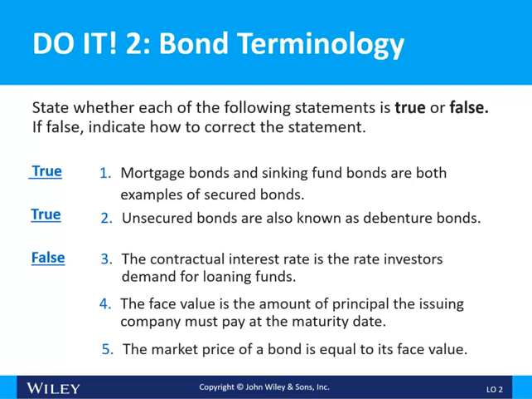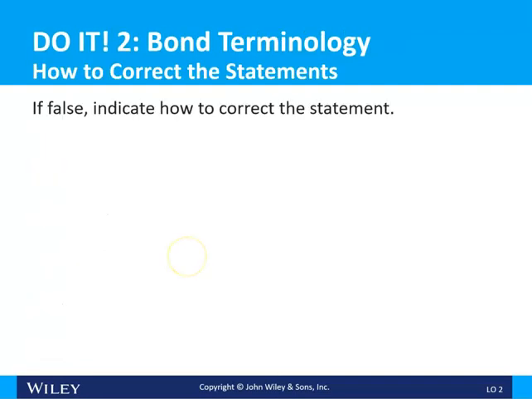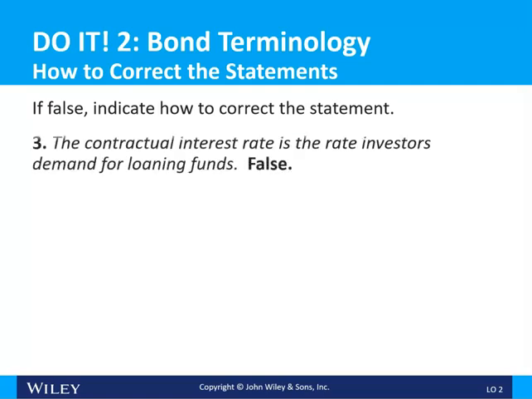The face value is the amount of principal the issuing company must pay at the maturity date. That is true. The face value of the bond is what must be repaid, not counting the interest, at the maturity date. And the market price of a bond is equal to its face value. That is false. Can be, but not always. Okay, now we'll look at the two statements that were false and determine how to correct them.